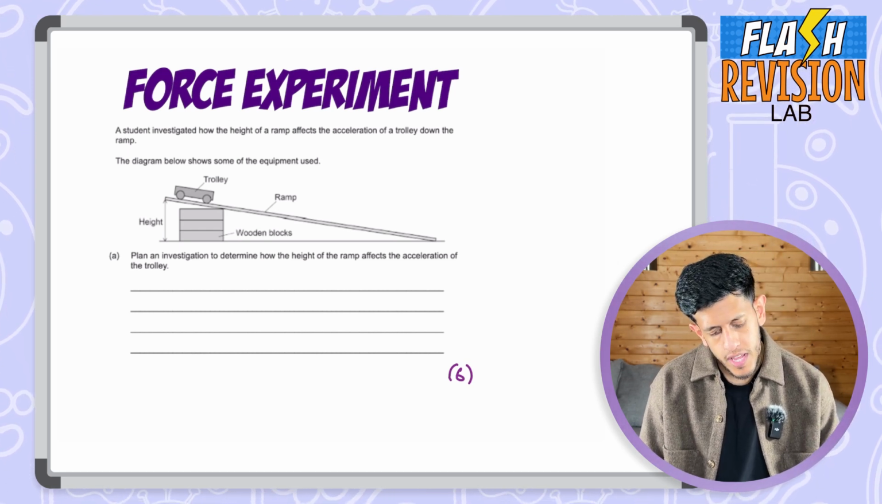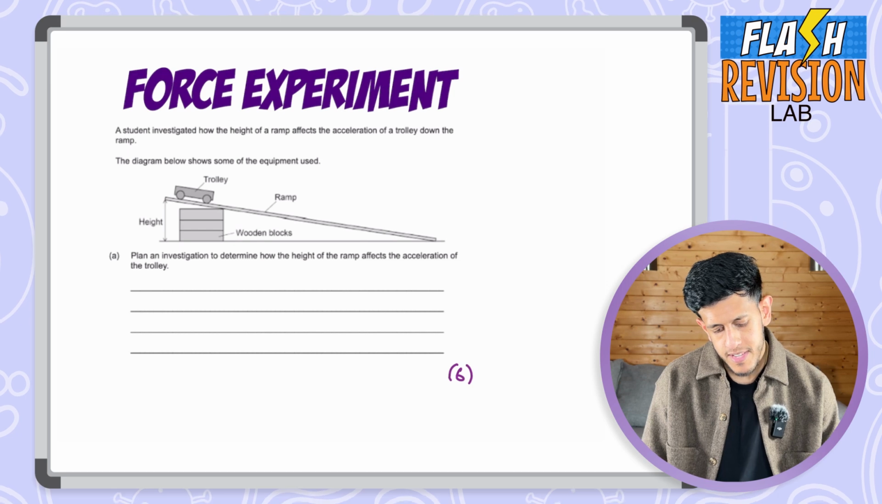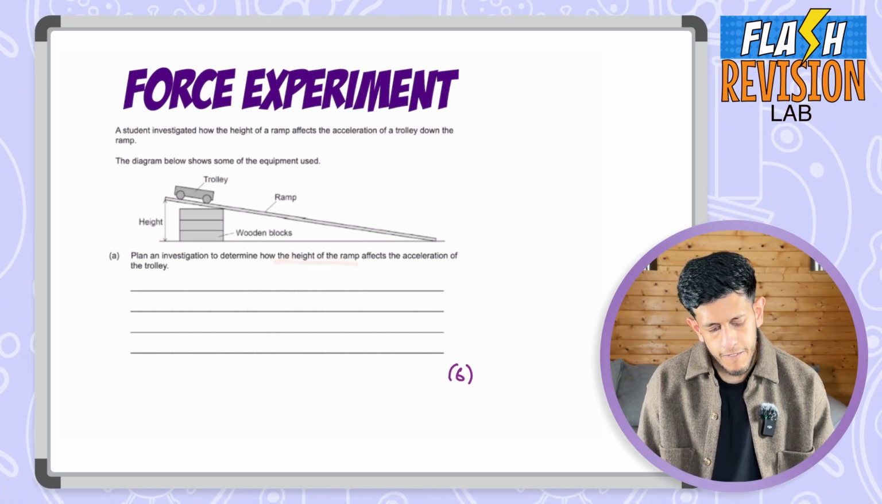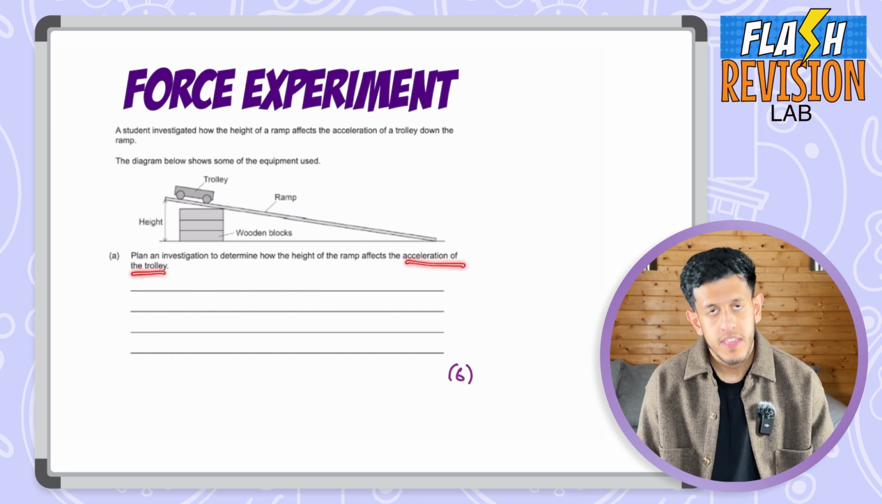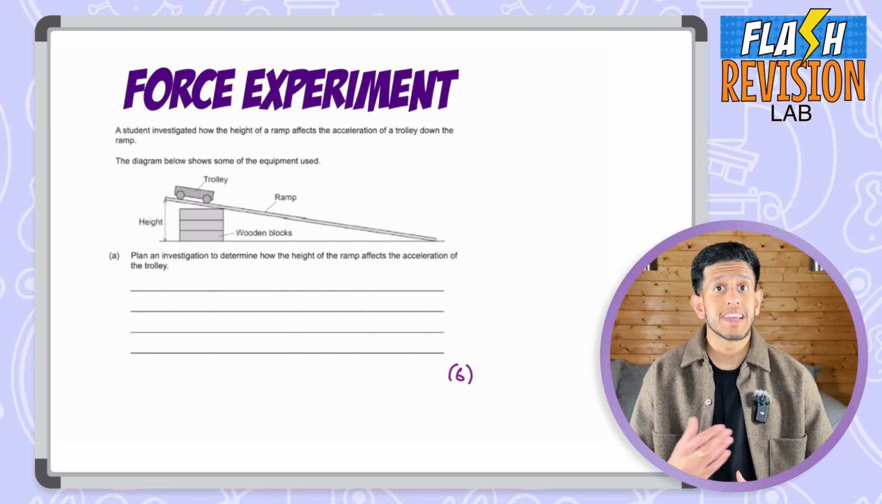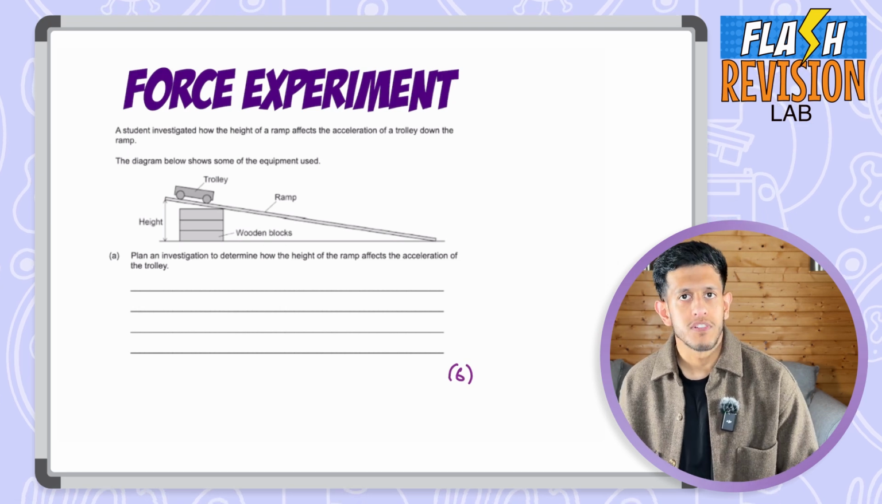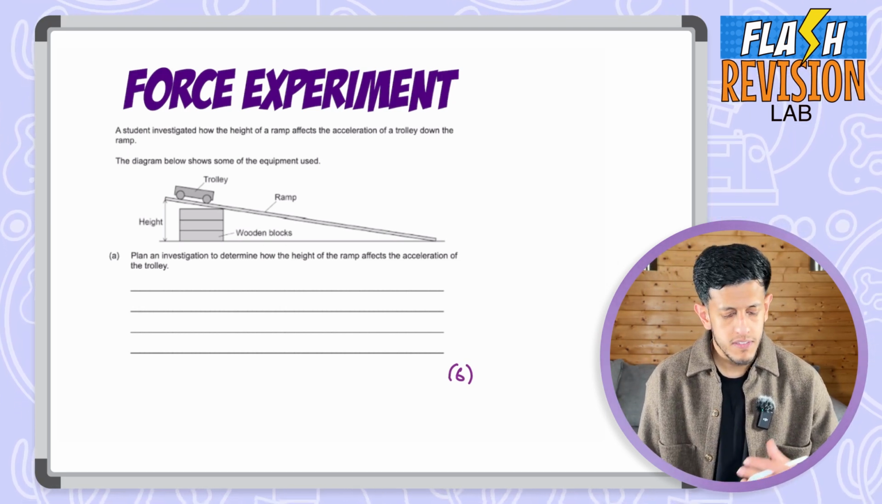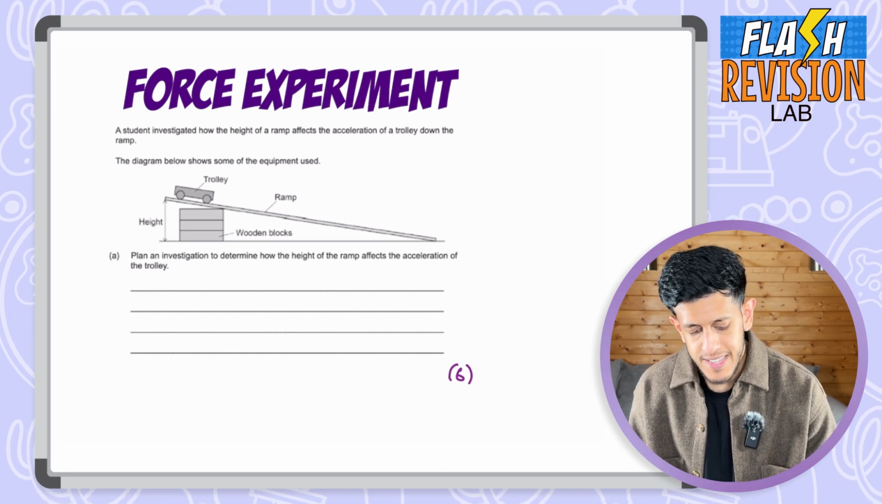And you see here, trolley, a ramp, and wooden blocks all labeled. And it says, plan an investigation to determine how the height of the ramp affects the acceleration of the trolley. So we're looking at explaining how we set up and make this experiment, not interpreting the results, but how we carry out the method and how we get the results.